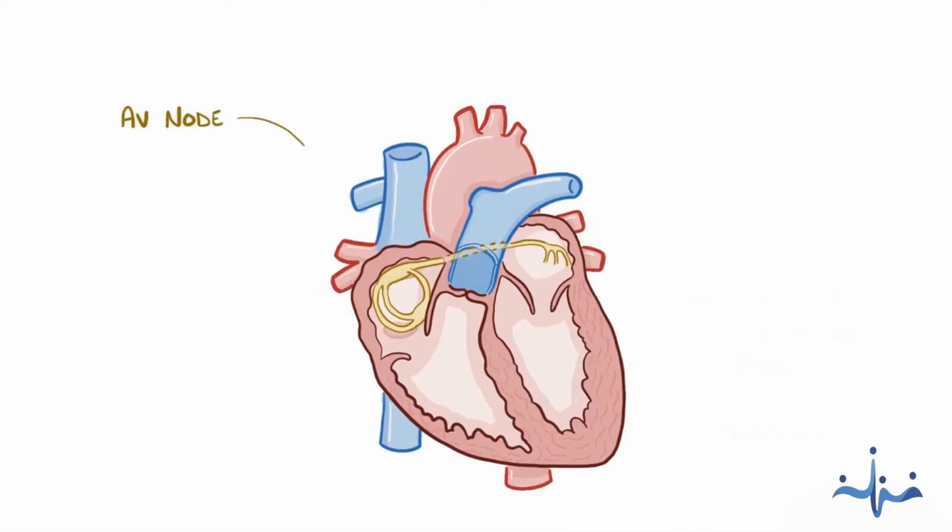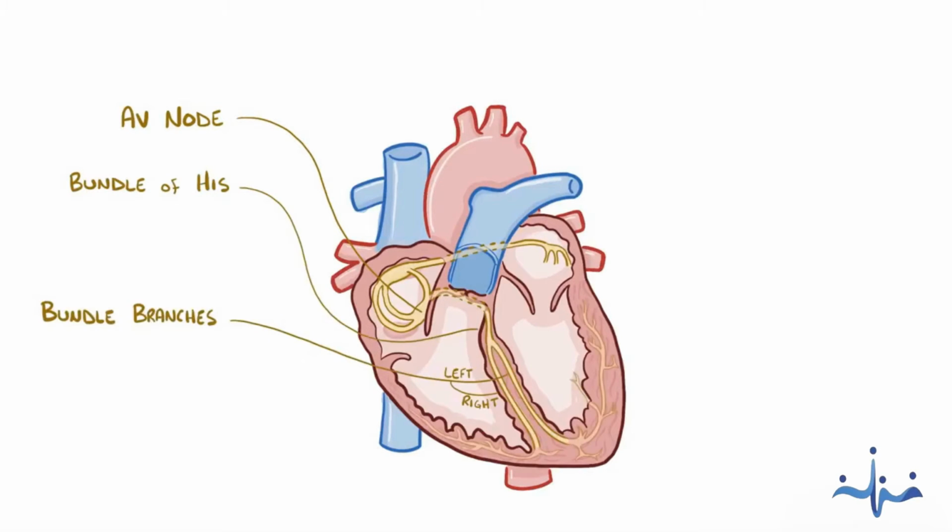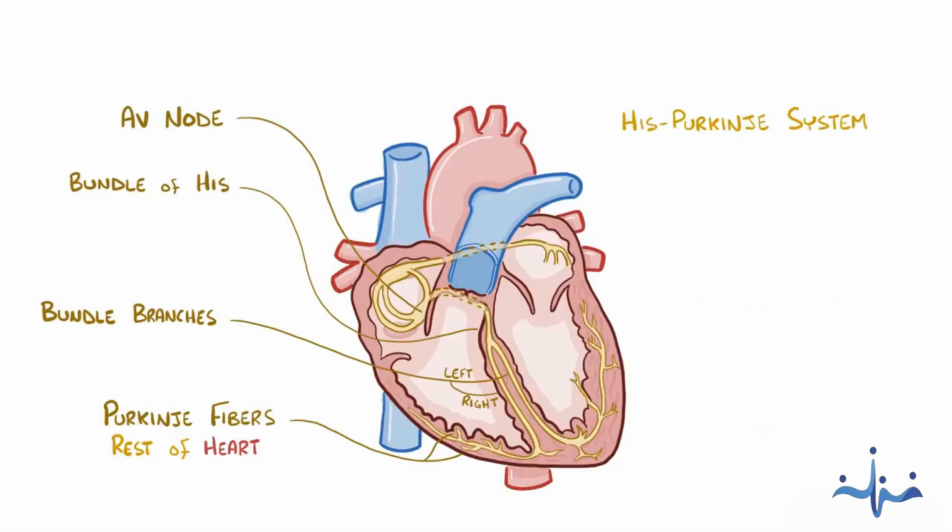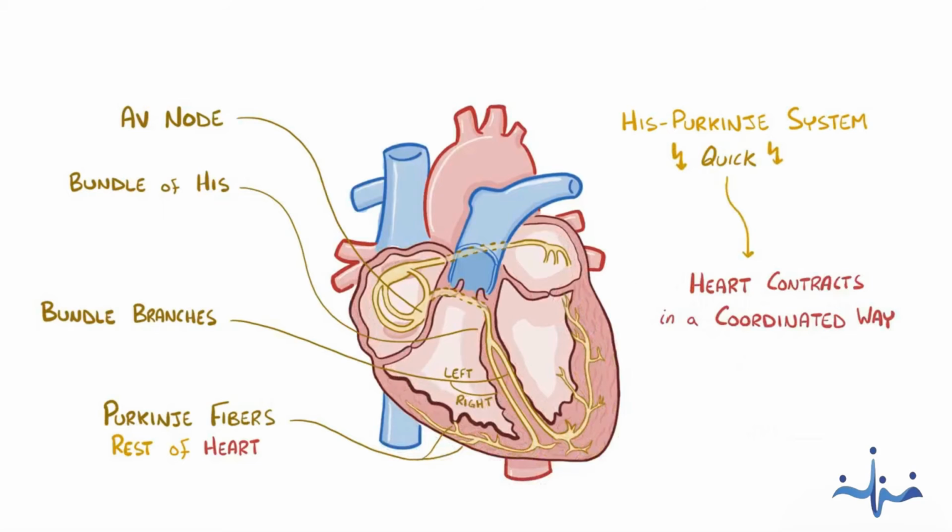From the AV node, the depolarization wave travels through the conducting system of the ventricles. First it goes to the bundle of His, and then into the left and right bundle branches and into the Purkinje fibers. The Purkinje fibers are the final bit of conductive tissue that spread the depolarization wave to the rest of the heart. The His-Purkinje system conducts the depolarization wave really fast, and this is important because it makes the heart contract in a coordinated way. If the timing was slightly off and the ventricles didn't contract all at once, blood would sort of slosh back and forth, rather than getting forcibly pushed out to the lungs and body.